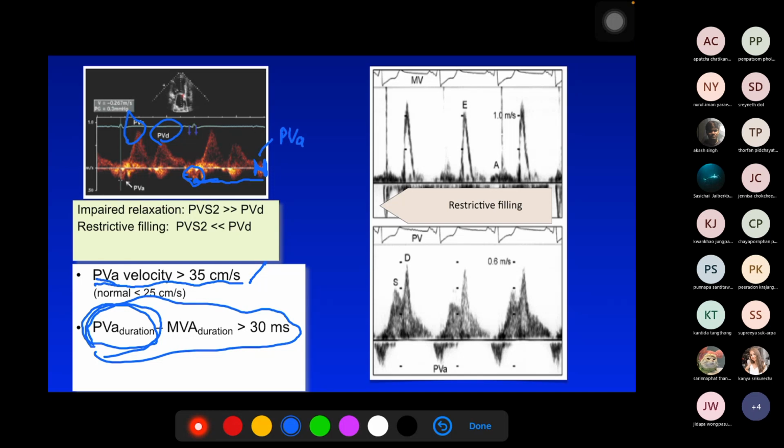And the MVA duration, how to measure it? You remember it's from the E and A. The MVA duration, you measure from this one to this one. This is the MVA duration. So if you use this number minus this number, and the result is over 30 milliseconds, this is the abnormal number and represents high LA pressure and high LV filling pressure.